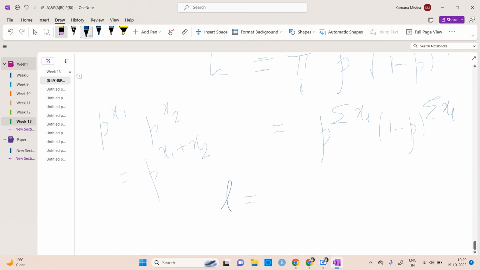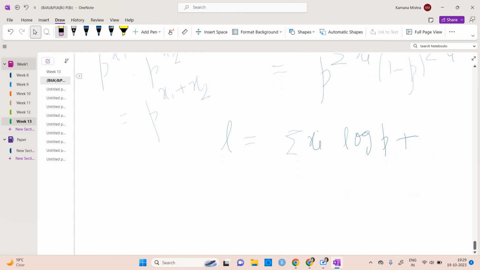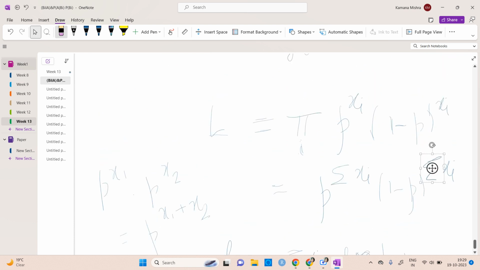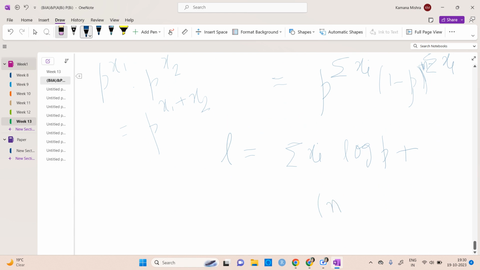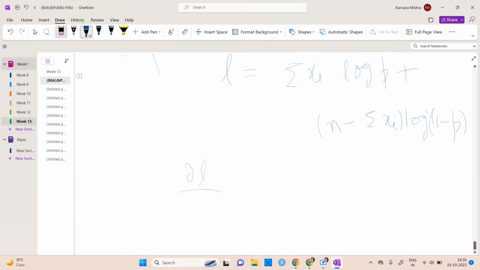Now we find the small l, which is the log of this. So the log of this would be summation xi log p plus, sorry, it is 1 minus xi, so the 1s will add, and it would be n minus summation xi, times log of 1 minus p. Now we find del l by del theta, where theta here is p. It would be summation xi divided by p, plus n minus summation xi divided by 1 minus p, and for 1 minus p, the derivative is minus 1.